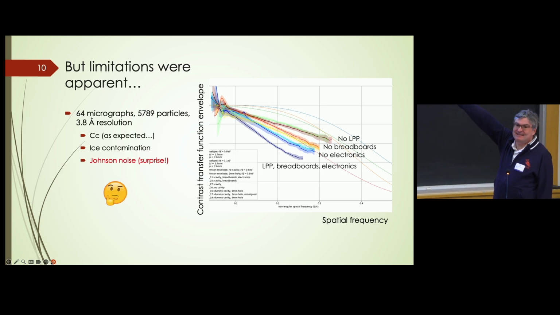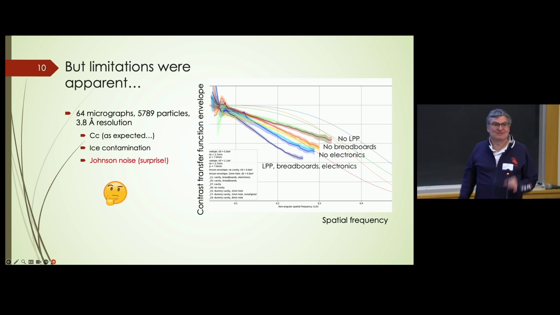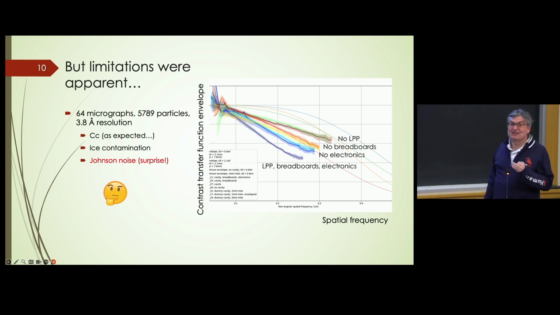And so we didn't get any record in terms of how many particles we need, what resolution we get, or maybe even solving a particularly hard particle. None of that, unfortunately, happened. So chromatic aberration was a problem as expected. Ice contamination was kind of expected in the old microscope, but it was much worse than we thought. And the surprise was Johnson noise.